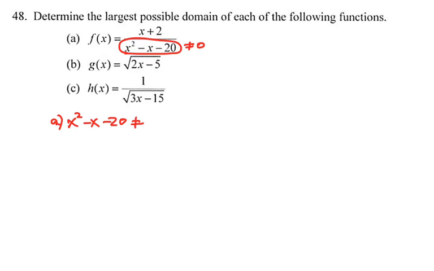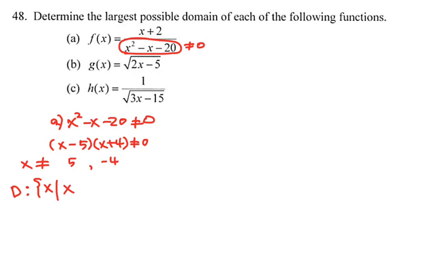Then, just like any other quadratic, we will factor it. As you can see right over here, negative 5 and 4 will be used because they multiply to negative 20 but add up to negative 1. They're not equal to 0. That means our answer will be 5 and negative 4. So x basically cannot equal 5 and negative 4. Then our domain will be values of x such that x is not equal to 5 or negative 4, while x is part of all real numbers.